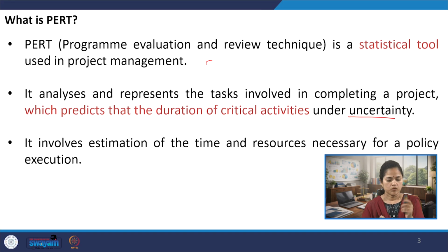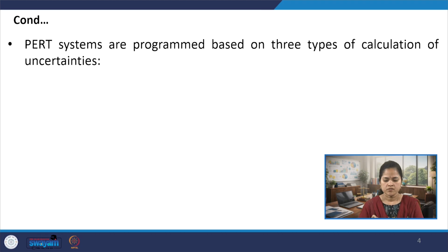Moreover, since it can predict the duration of critical activities, this particular tool PERT involves estimation of time and estimation of resources. So both time and resources which are necessary for the execution of a policy or a program. Based on this understanding of what exactly PERT is, now we can think about the applications of PERT, or how we can proceed with the application of PERT, and what the steps involved are.